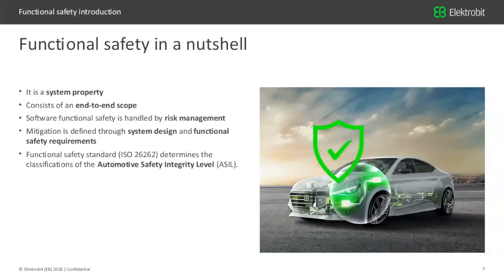So that brings us to a little summary. The most important part, and I cannot stress that enough, is that safety is always a system property. So it is always the whole system which needs to be analyzed, the whole vehicle in our case usually, the high-level function which actually causes the issue, and it should have an end-to-end scope.